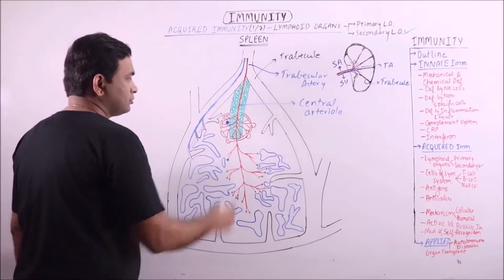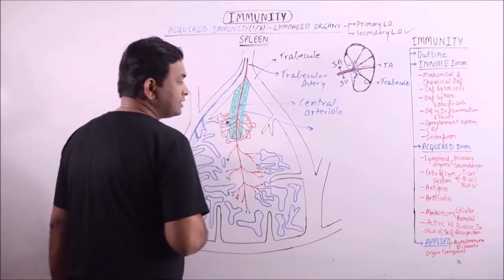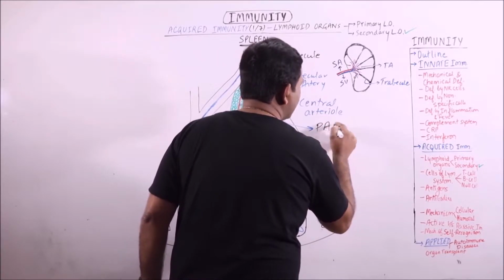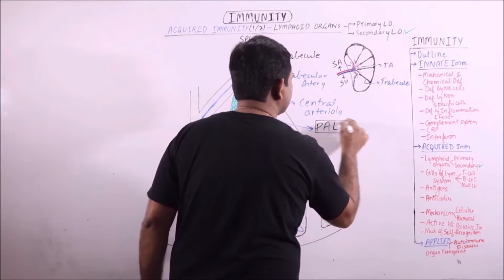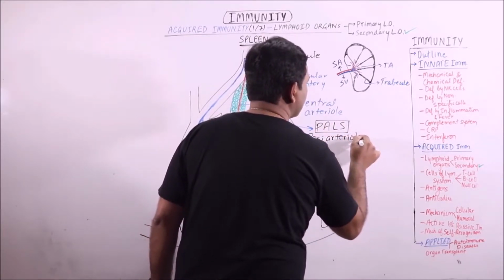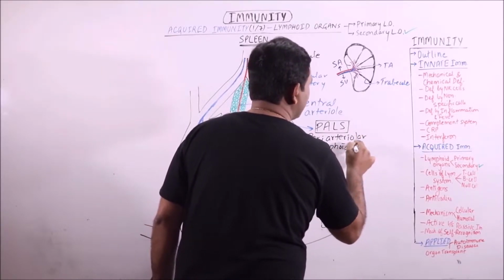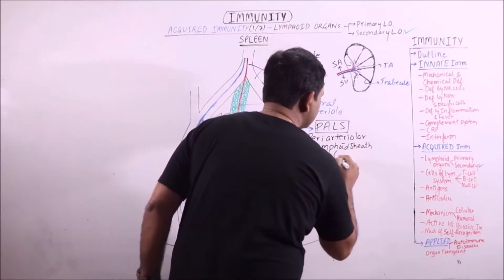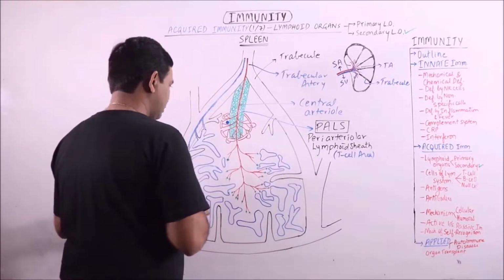This central arteriole is surrounded by a sheath of T cells, which is known as the periarteriolar lymphoid sheath. This is the periarteriolar lymphoid sheath, and this is a T cell area, that is, T cell rich.